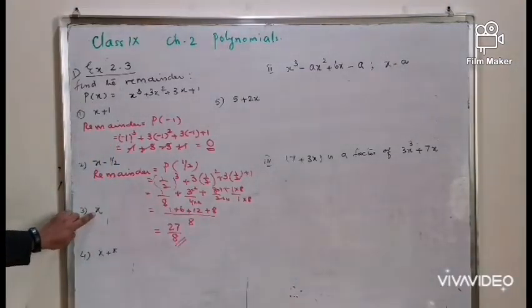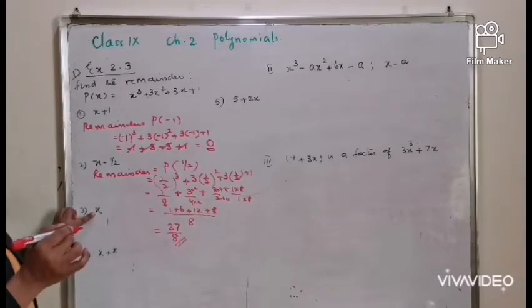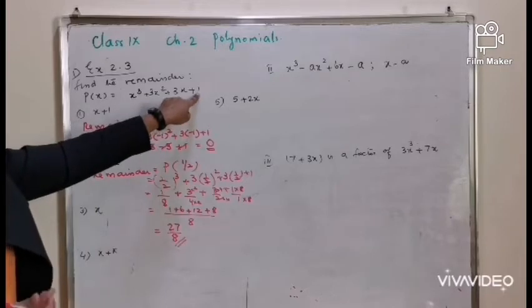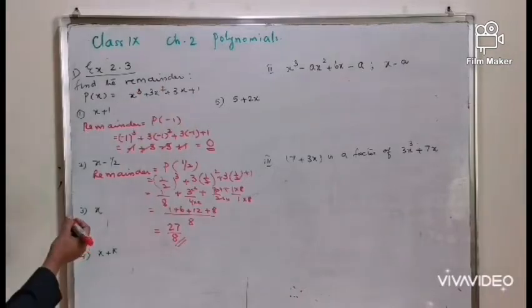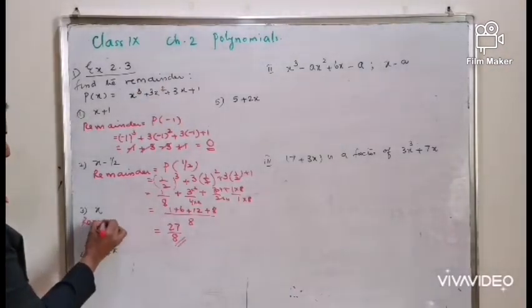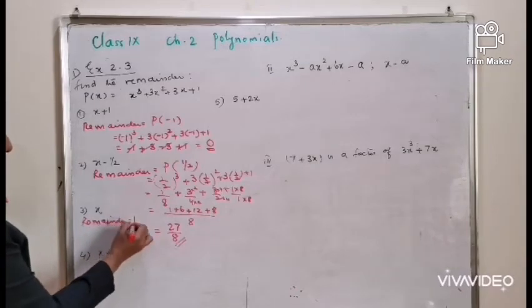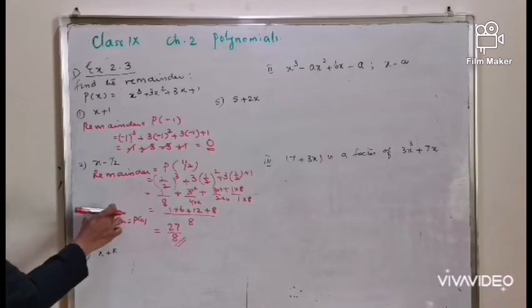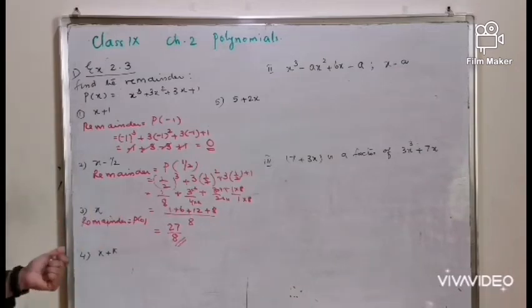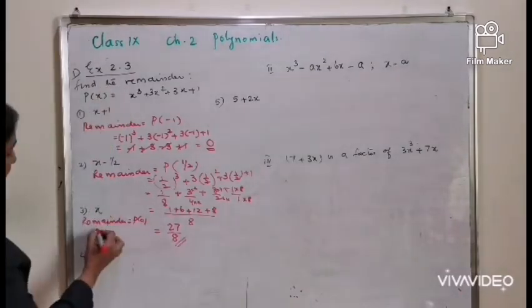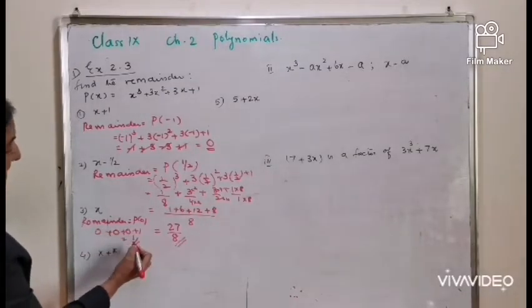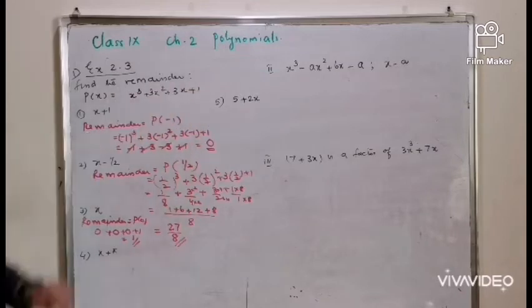The third one is with x. Remembering my explanation with x, you can see the remainder is 1. But still, the remainder can be found out as p of 0. Since there is no negative 0, it is understood that it is x plus 0, or it can be x minus 0. 0 plus 0 plus 0 plus 1, so the remainder turns out to be 1.